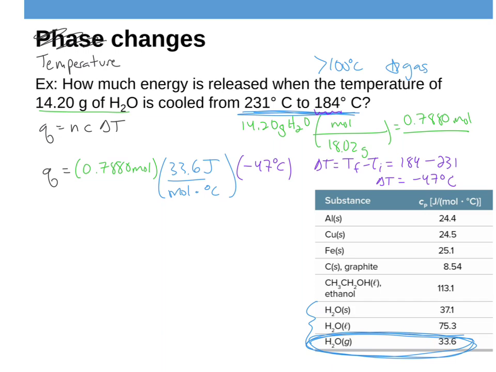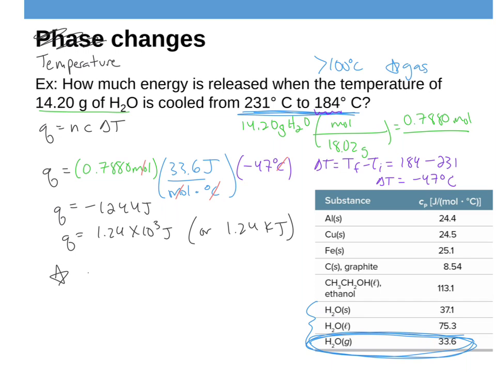And then I'm just going to solve this. Again, make sure my units all cancel. Yes, moles cancel with moles, degrees Celsius with degrees Celsius. That's going to give me joules for my answer. So my Q is going to equal negative 1,244 joules, or in other words, I could say negative 1.24 thousand, since it can only have 3 sig figs. Or you could have said 1.24 kilojoules.